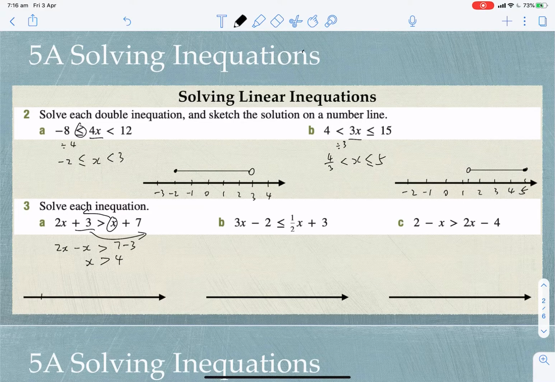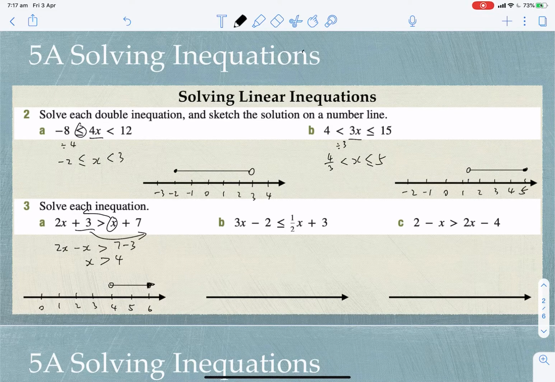So 0, 1, 2, 3, 4, 5, 6. Larger than 4. Larger than, not equal to, is an empty circle, and larger than means it's on the right hand side of 4. Make sure it's got an arrow. Okay, next one. I'm pretty sure you guys can do the rest.